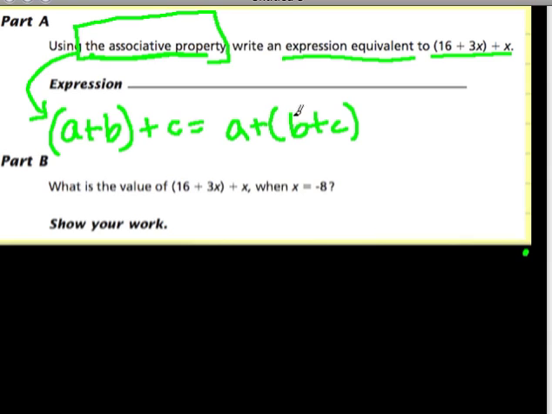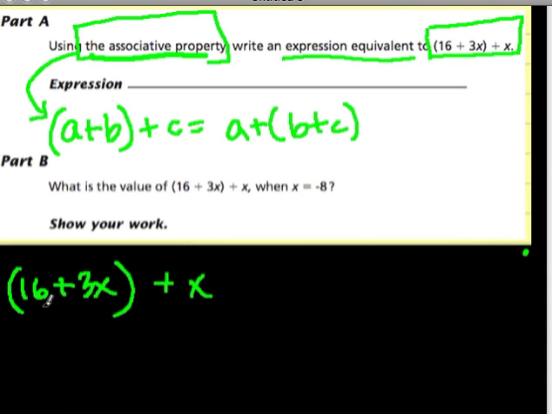answer won't change. So if we look at this problem right here, we have 16 plus 3x in parentheses, and then plus x. Well, 16 and 3x, we can't just add to get 19x. Why is that? Well, think about it this way. If you said 16 plus 3x equals 19x, would that be true? Try some substitution. What if x was 2?